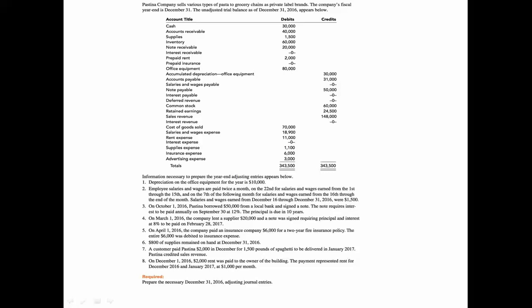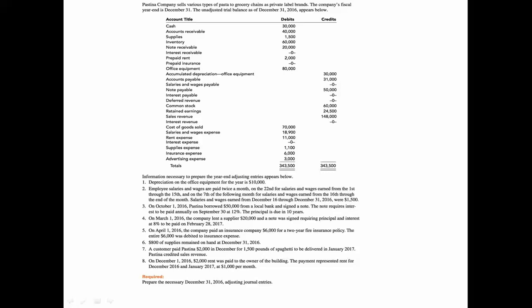GAAP allows us to account for prepaid items, and just like rent, insurance is a passage of time. We're going to allocate that cost. So we're going to debit prepaid insurance, and we're going to credit insurance expense for the remainder. And so let's see how many months went by. We can do this a couple of ways. So let me see.